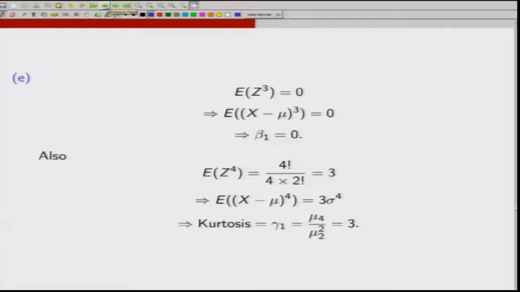So expected value of z cube is 0, which means expected value of (x minus mu) whole cube divided by sigma cube is 0, which is the same as expected value of (x minus mu) whole cube is 0, which implies that coefficient of skewness beta 1 is 0.